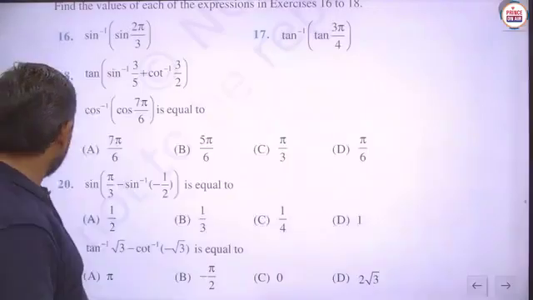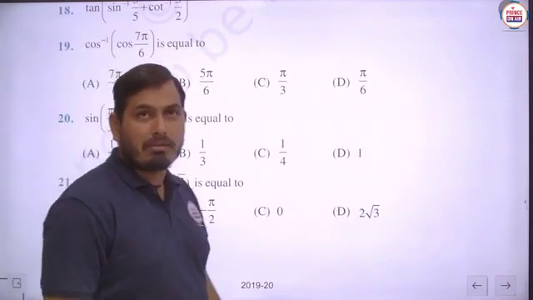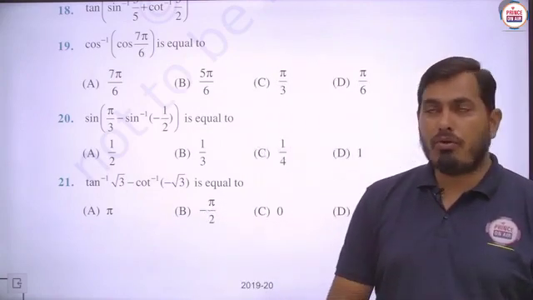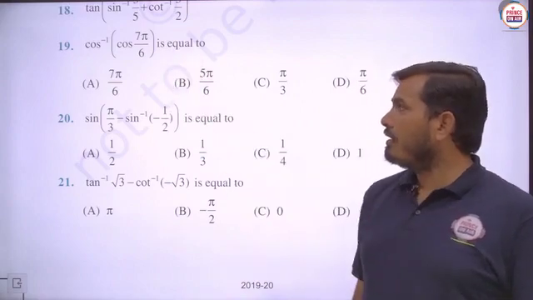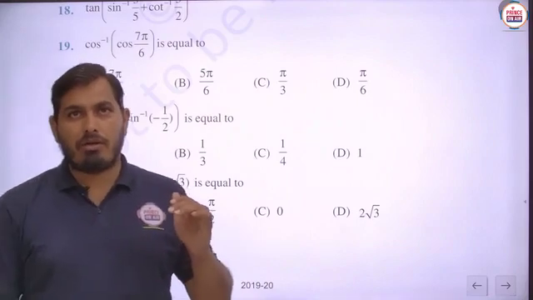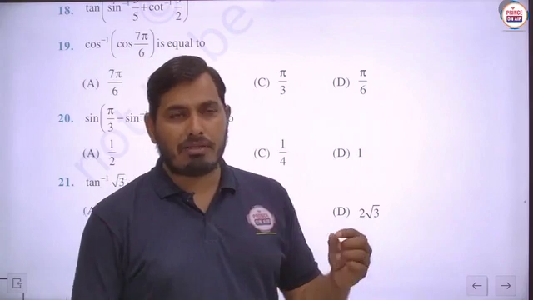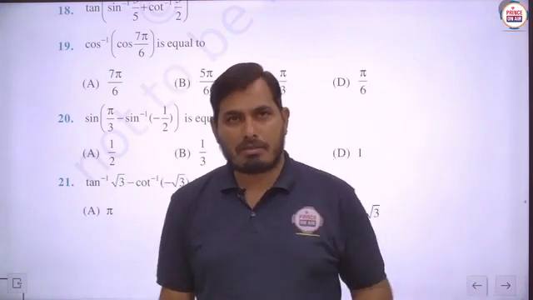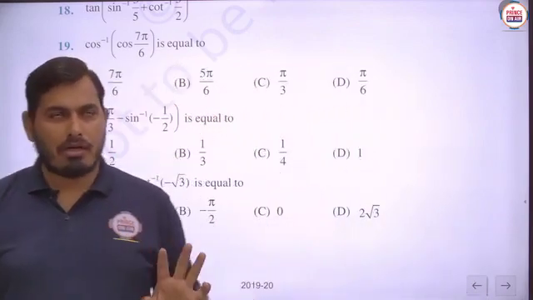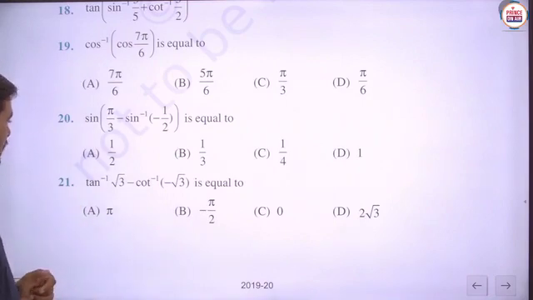So in question number 19, cos inverse cos 7 pi by 6. First of all, for this 7 pi by 6 you can check the principal value branch of cos inverse, which you know very well is from 0 to pi. So definitely 7 pi by 6, will it lie in that interval or not? 7 pi by 6 you can say is pi plus pi by 6. So 7 pi by 6 will lie outside pi. So definitely the answer cannot be written as 7 pi by 6 here. That means we have to simplify the part. After that we will calculate the answer.